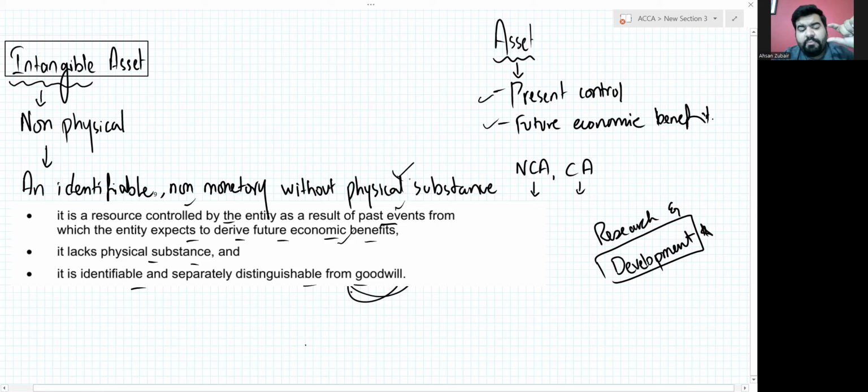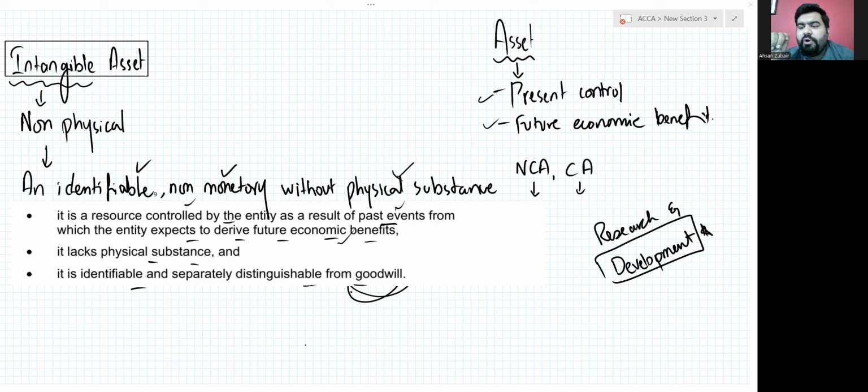But I am saying that the basic definition for this is identifiable. No need to be confused that identifiable means having physical substance. No, you can feel identifiable as well. Non-monetary: what is this non-monetary point? Non-monetary doesn't mean that it doesn't have a value.